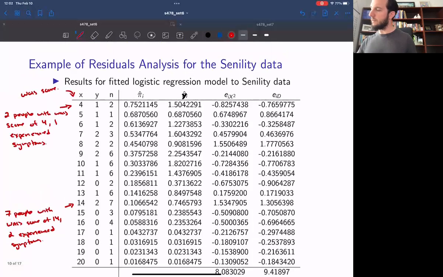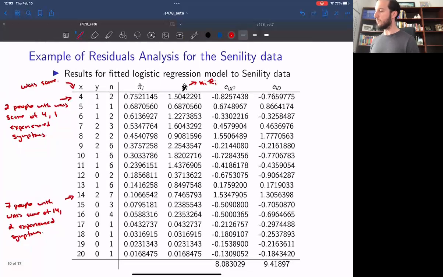Okay, so in the third column, we have the pi hat values. So this is the expected probability that someone will experience symptoms given the WAIS score. This is just computed using the logistic regression model. So this is the inverse logit of the fitted model at those various values of X. We looked at an example of how to compute these last time. And then in the fifth column, we have the Y_i hat values. So this is simply just N multiplied by pi_i hat. So there's nothing really sophisticated there.